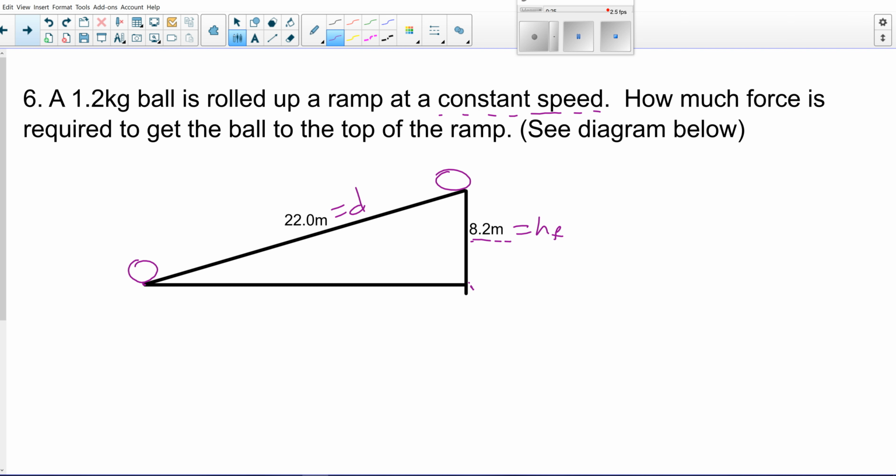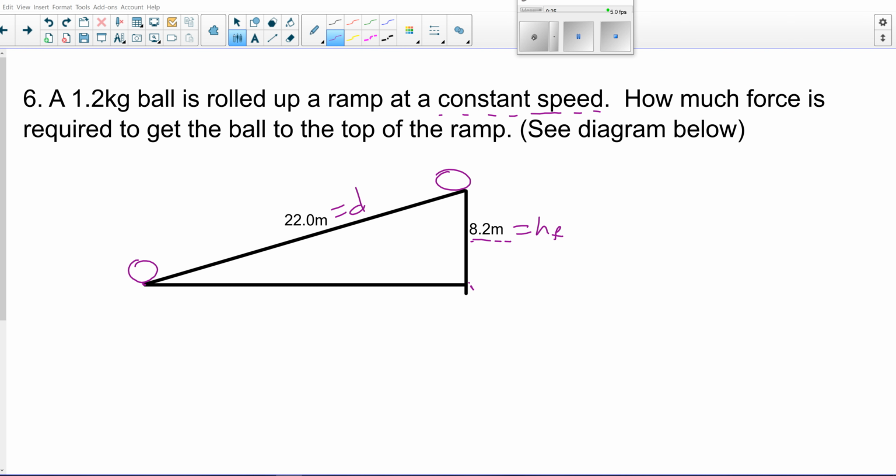Okay, the way you tell the difference, guys, is you have to go to the context of the question. The force was not exerted over this distance. The ball wasn't lifted. It was rolled up. So you pushed it 22 meters in order to get it 8.2 meters higher. See if you can calculate the force on that one.